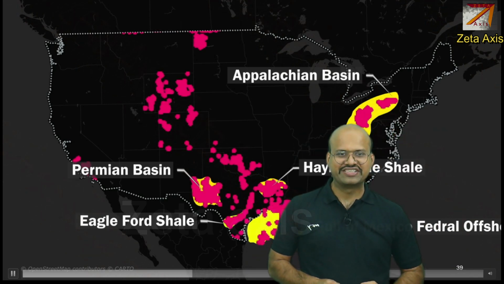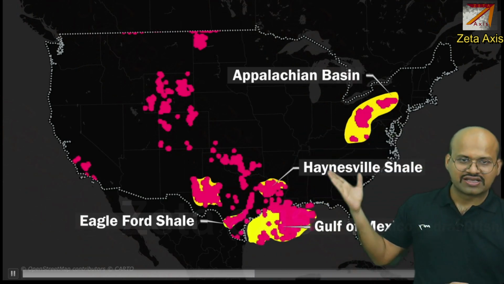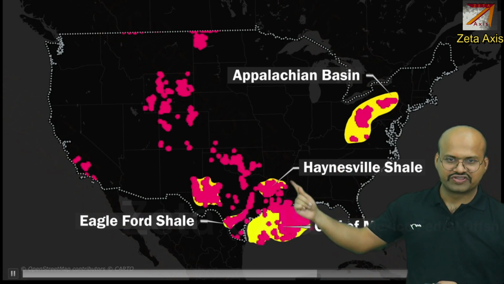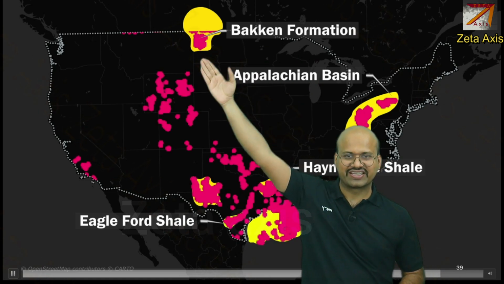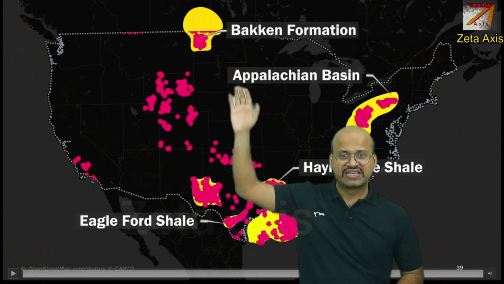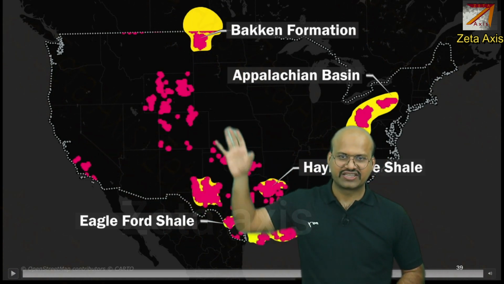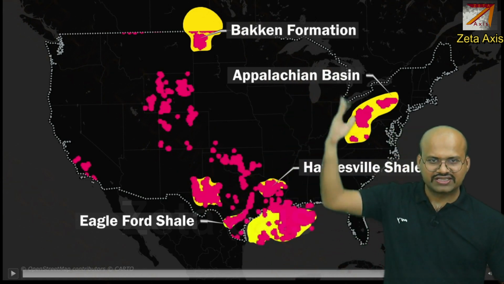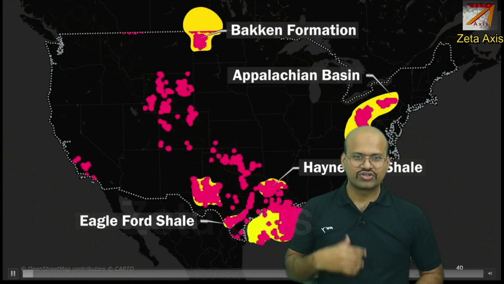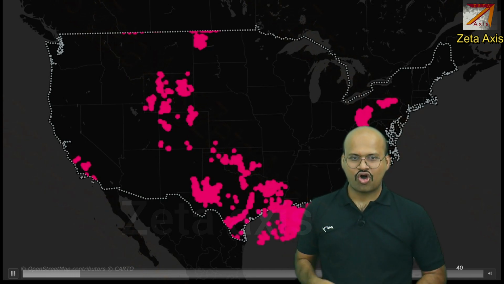Another important region for producing shale oil is the Haynesville deposits, which is again in this region. And then the last is the Bakken Formation in the northern part of the United States. These are also specific deposits and they also have a significant proportion of oil and gas, but we will discuss only these three. Now let's move on to the important states which produce oil and gas in the region.